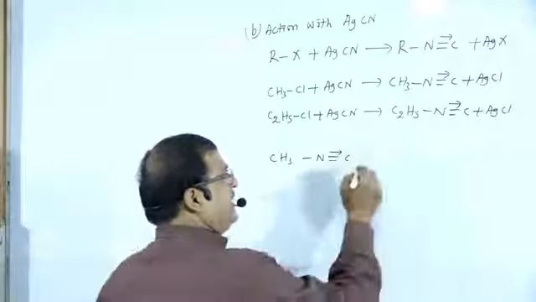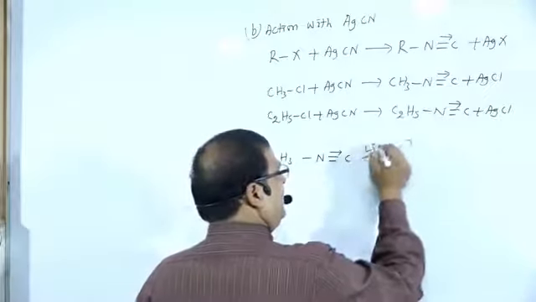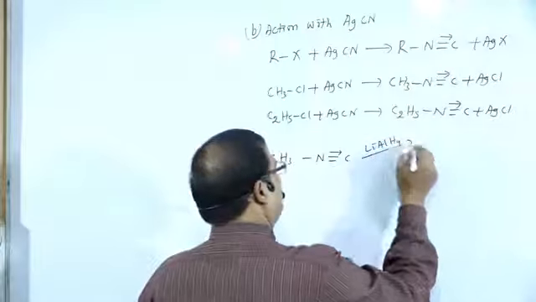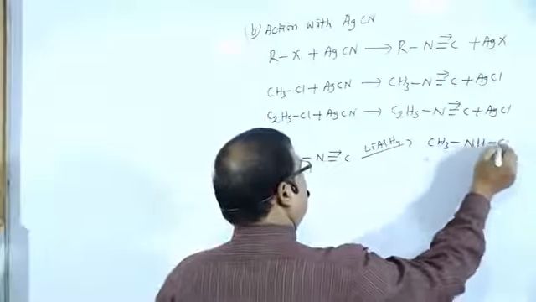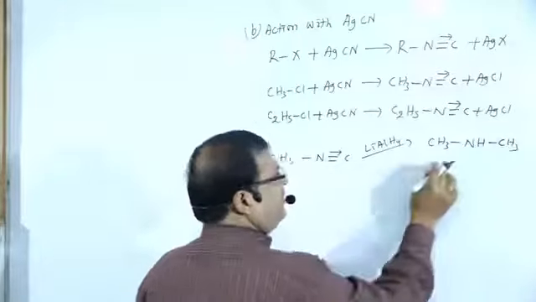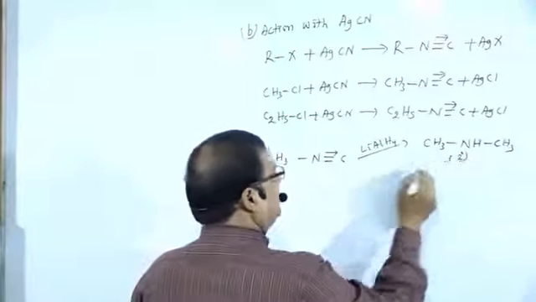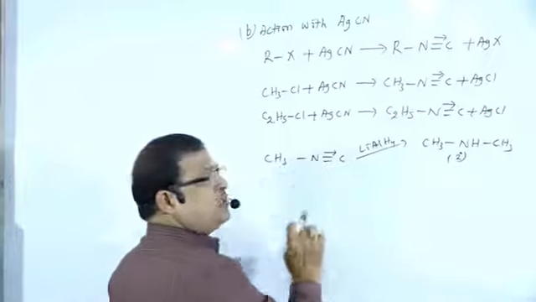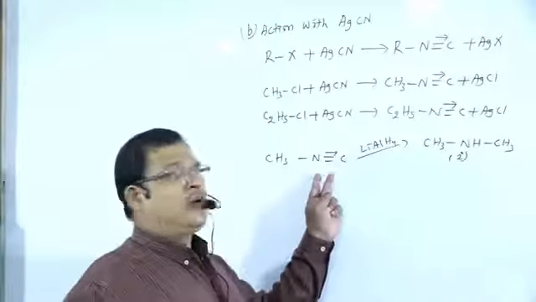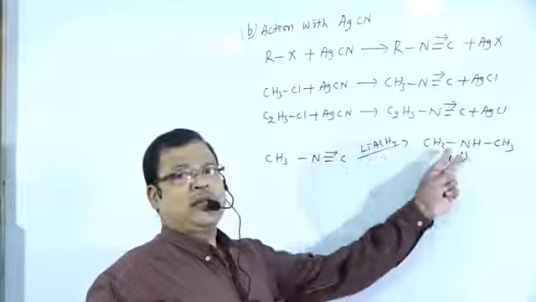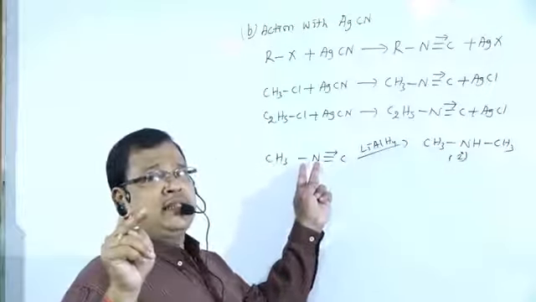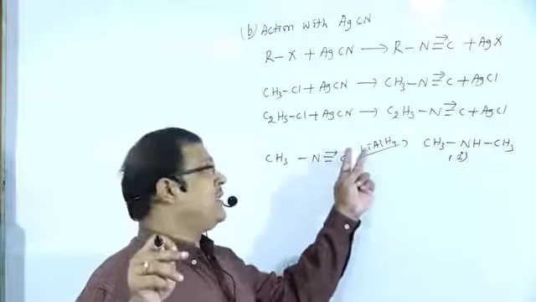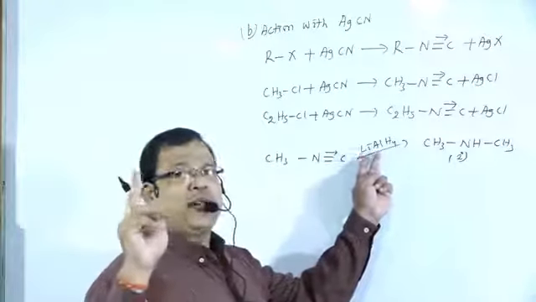So on reduction with LiAlH4, it gives rise to CH3-NH-CH3. There is the formation of secondary amine. So alkyl isocyanide undergoes reduction to form secondary amine, and mark, alkyl cyanide RCN is reduced under the same condition, LiAlH4, to form primary amine.